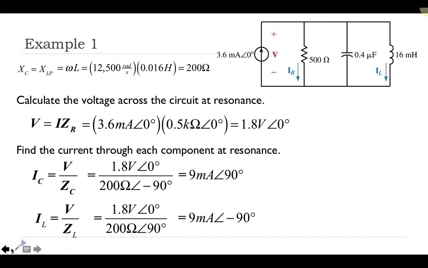Let me go back for 1 second. And the other thing which I didn't do is I could use the quality factor. So remember that our quality factor was, oh, I can't go back that easily, but it was 2.5, I think. And so these currents are related to the current of the source, right? So if I take the current of the source, 3.6 milliamps, and I multiply by that quality factor, I should get the current through each of those different components.